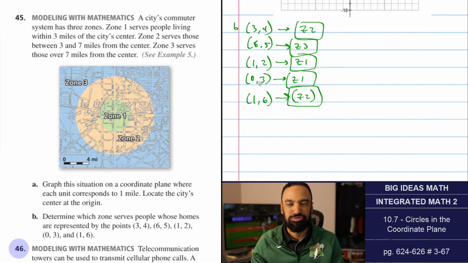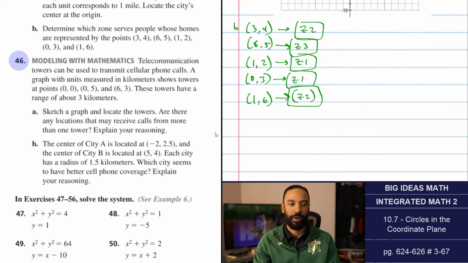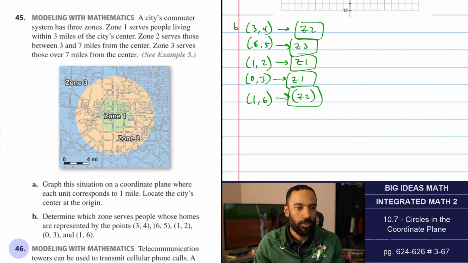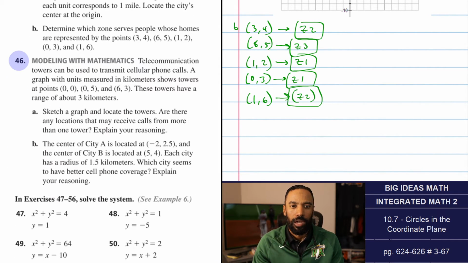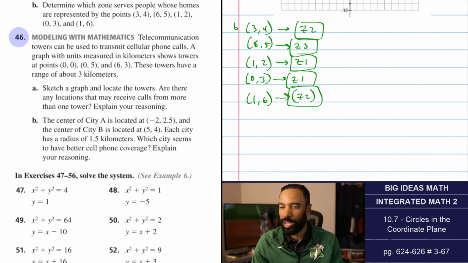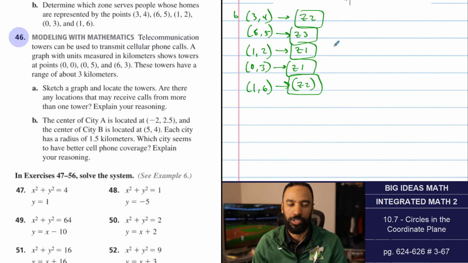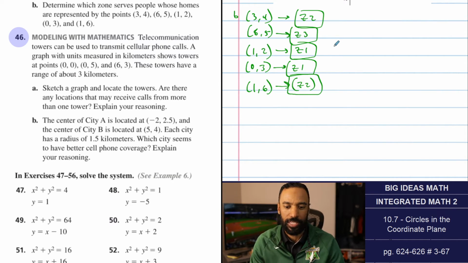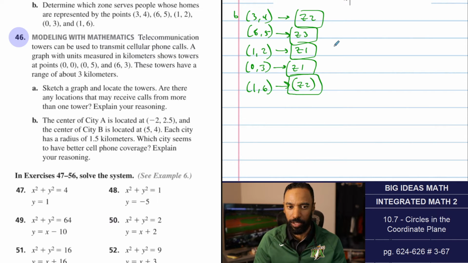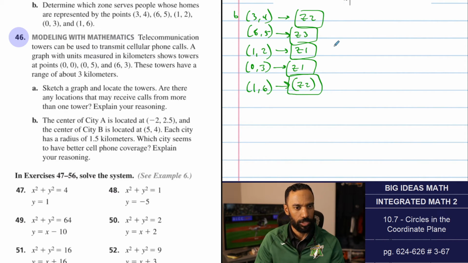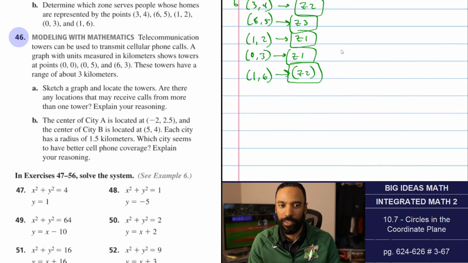And we're back. Okay. Number 46. What was this? Modeling with mathematics. Telecommunication towers can be used to transmit cellular phone calls. A graph with units measured in kilometers shows towers at points 0, 0, 0, 5, and 6, 3. These towers have a range of about 3 kilometers. Sketch a graph and locate the towers.